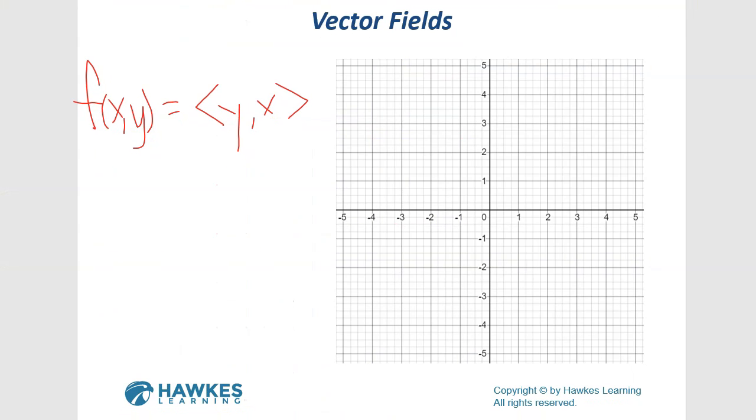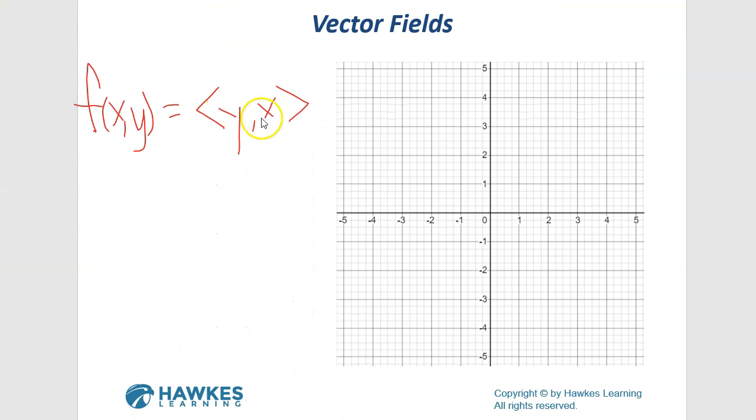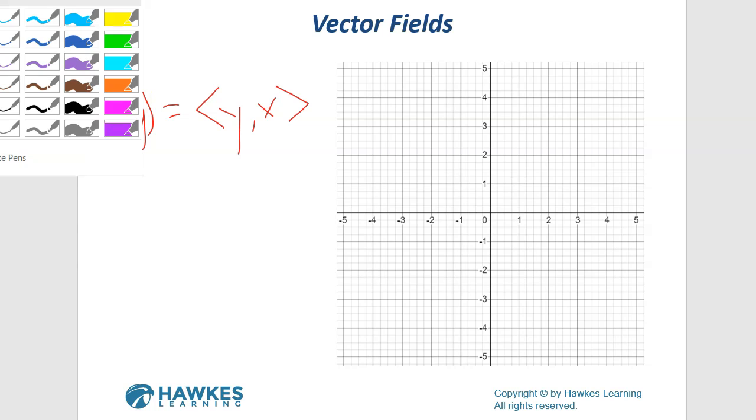Alright, let's look at the field ⟨y, x⟩. So all we do is a switch. At the point, I make a vector, and now the horizontal motion is given by the y coordinate, and the vertical motion is given by the x coordinate of the original point.